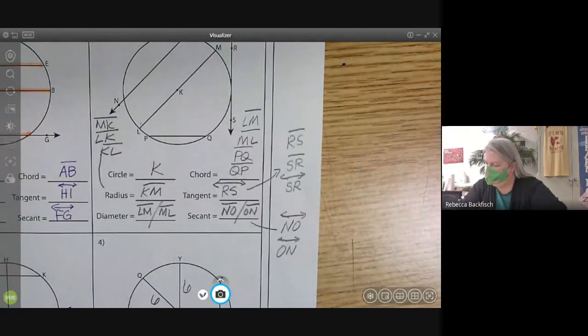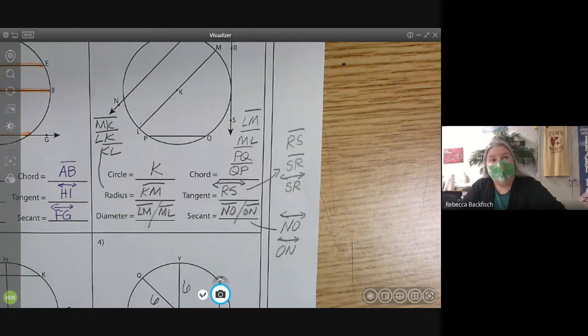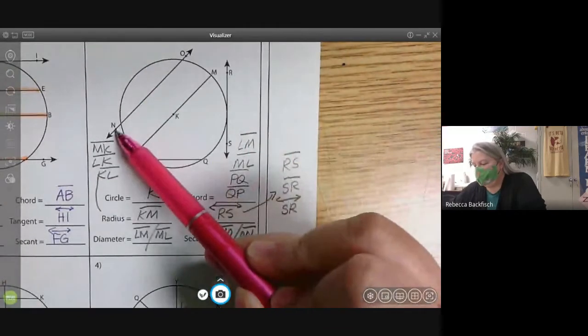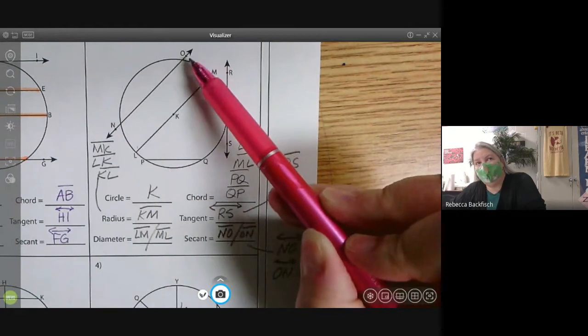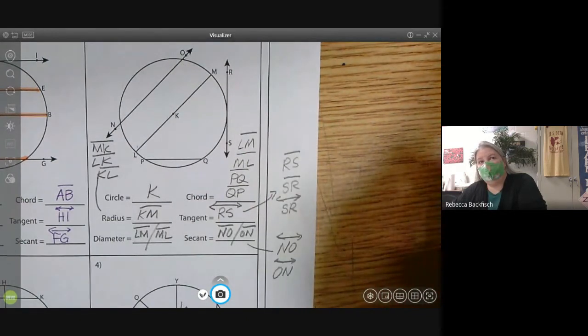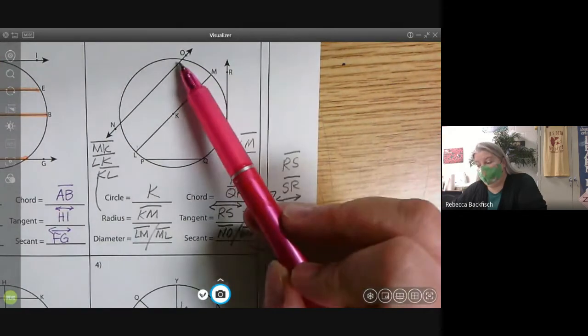I think on this one, number 2, I listed all the possible right answers. So if your answer is not one of those, we have some issues. One that might have tripped some people up is this secant line. Noticing that N is not the point of intersection on the circle, and O is also not on the circle. So you can't call that a chord. It has a chord in it, but we can't name that chord because we don't have letters.